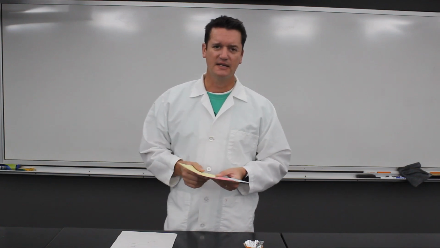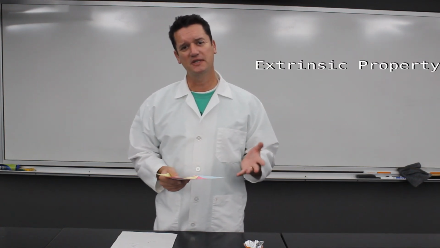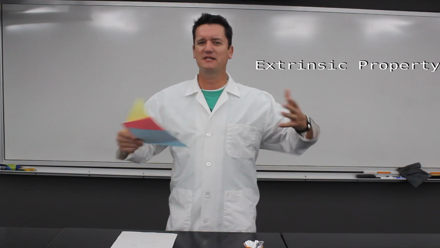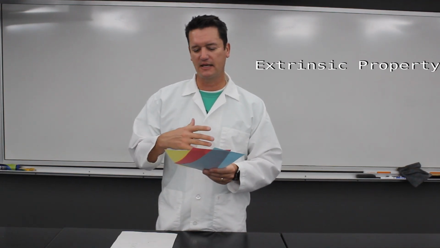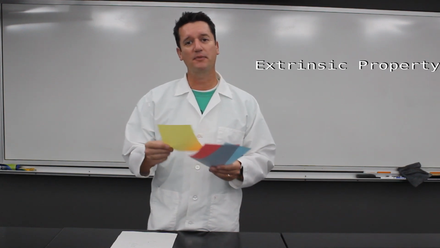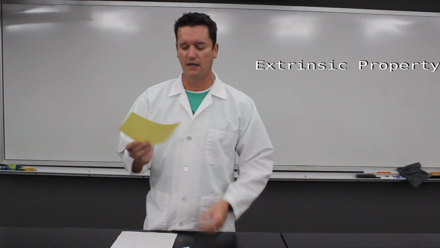Now, color here is actually known as what's called an extrinsic property. Extrinsic kind of means on the outside. It's not a term that you really need to know, but it has to do with what the paper is like when you look at it.